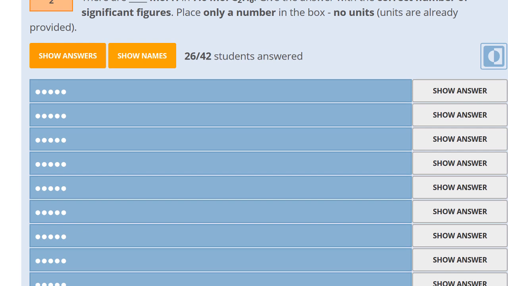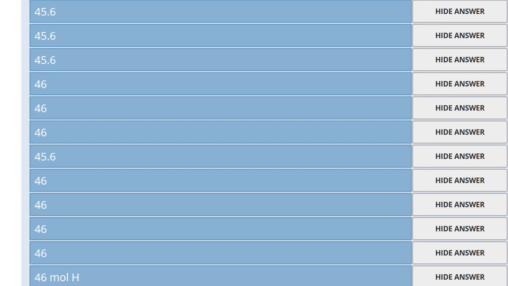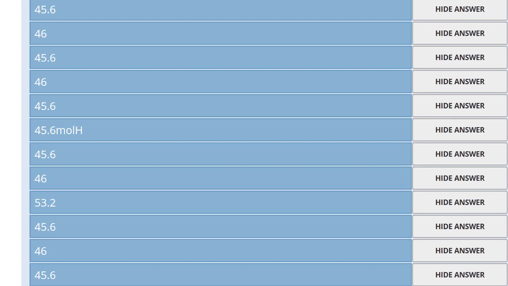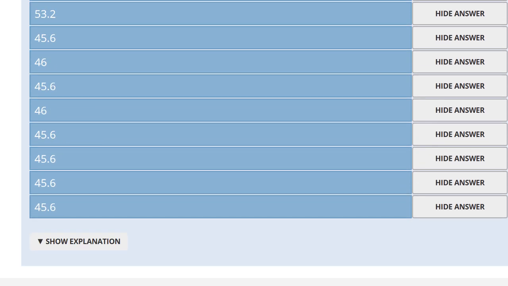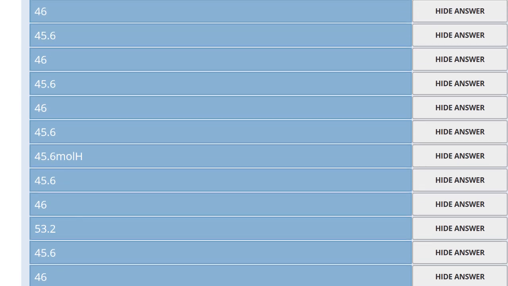Okay, we'll give you about 15 seconds to lock in an answer. And we'll count down 5, 4, 3, 2, 1. And the correct answer should be 46. Because how many significant figures should there be? Just 2. So it's 46 there for the answer.